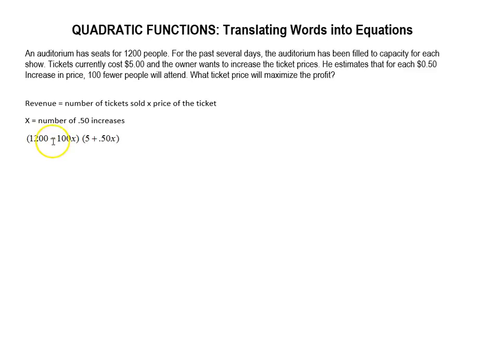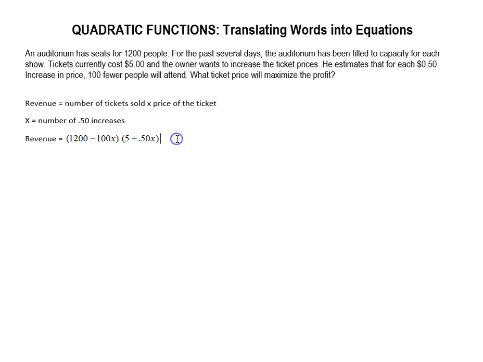Now look what you've got here. Basically you have the number of tickets sold times the price of the ticket, which is right here, and that's going to be equal to my revenue. Now, you might recognize this as a quadratic equation, right? Because remember, when we factor a quadratic equation, you're going to get a binomial times a binomial. Let's go ahead and multiply it out and see what we actually come up with.